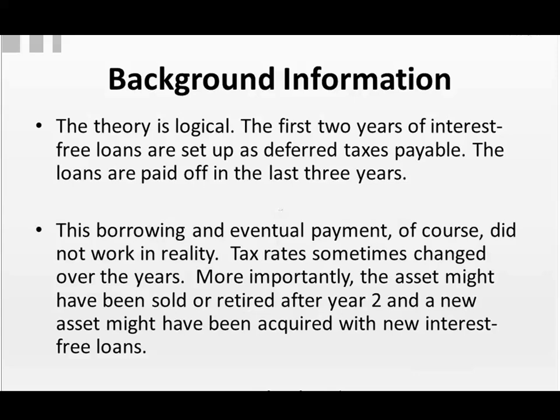The borrowing and the eventual payment was great theory, but it didn't really work in reality. In practice, it didn't work. Why? Because the tax rates change sometimes over the years. More importantly, the asset might be sold. It might not be around for the 5 years. It might be sold, it might be retired after year 2, then we buy a new asset and start the game again.